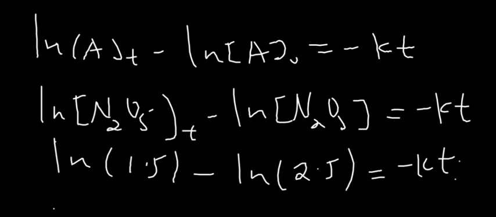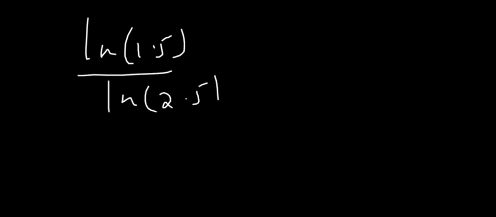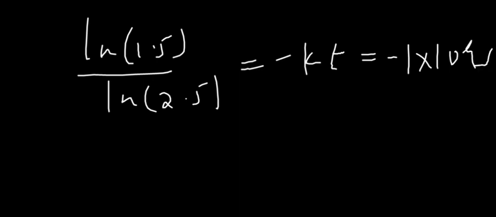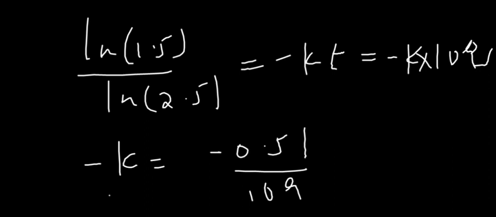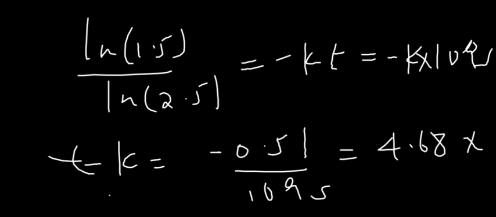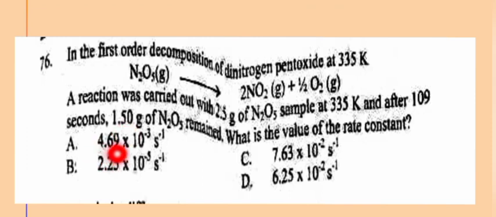To get k, ln of 1.5 divided by 2.5 is equal to minus k times 109 seconds. So minus k is equal to, when we simplify this number, negative 0.51, divided by 109 seconds. That gives 4.68 times 10 to the power of minus 3. The answer is A.